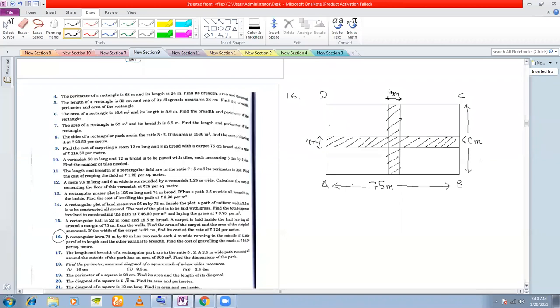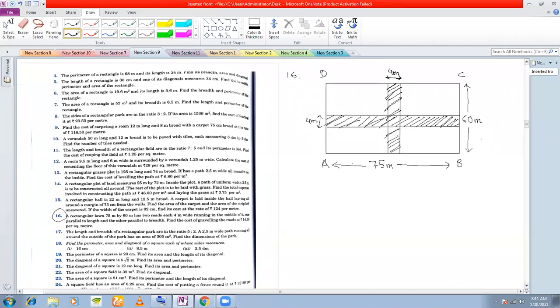Statement of the problem. If you see, the statement of the problem is find the cost of graveling the road at 14.5 per meter square. See, these are the two roads, right? One parallel to the length and the other parallel to the breadth. If we can find out the area of this shaded part, then what is the cost given here? 14.5 for 1 meter square. If we find this area, you simply multiply it by 14.5 and you get the total cost of graveling. What do you mean by graveling? Putting gravel stones on the road. That is what is meant by graveling.